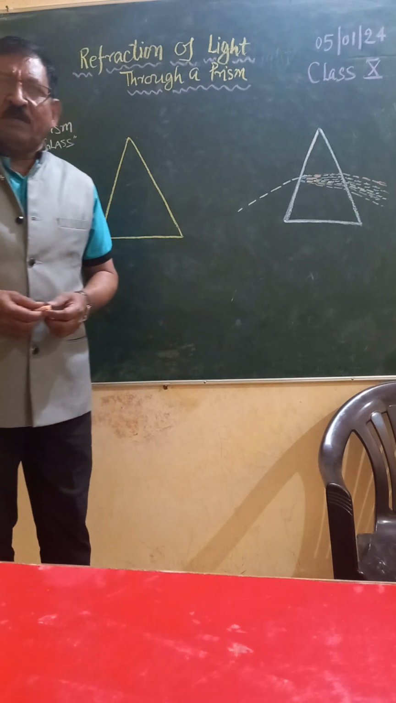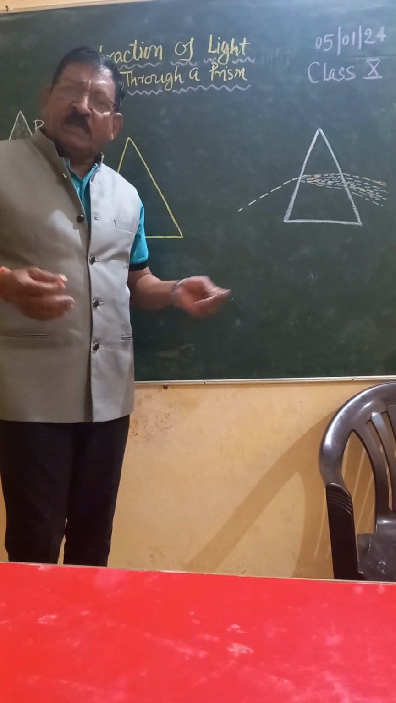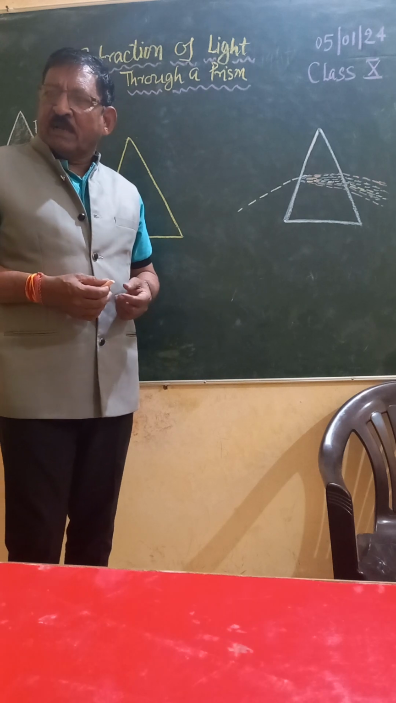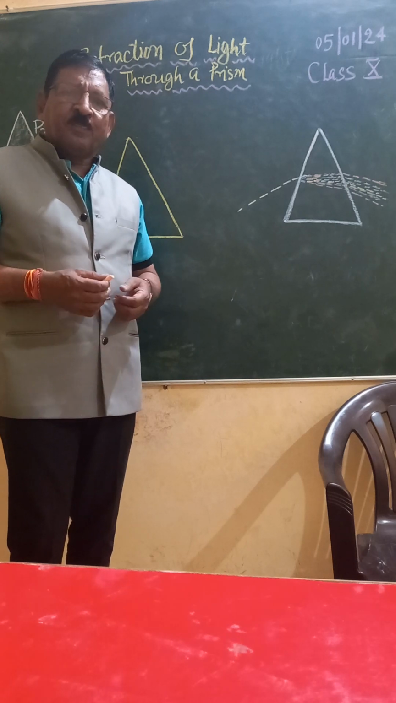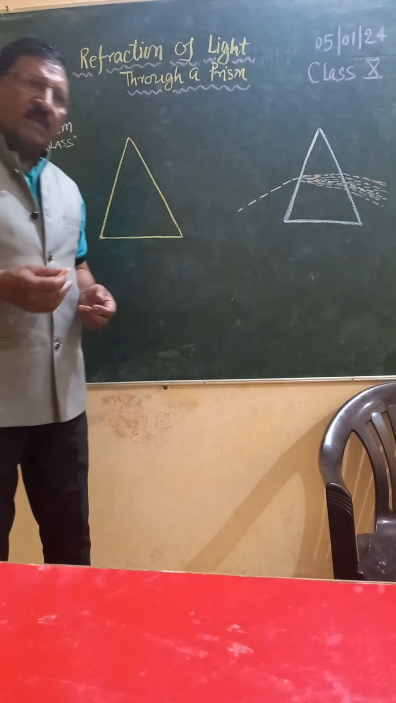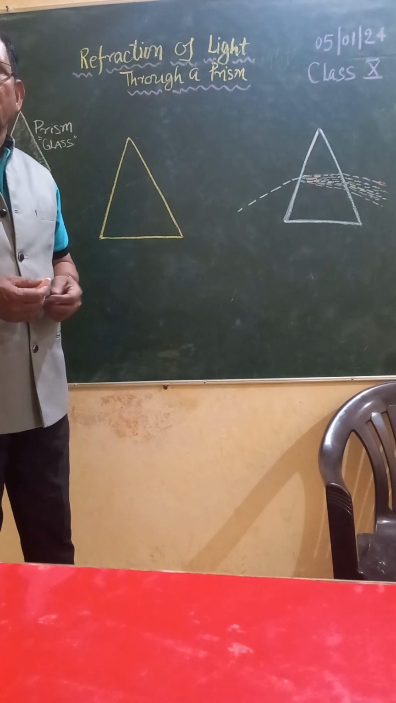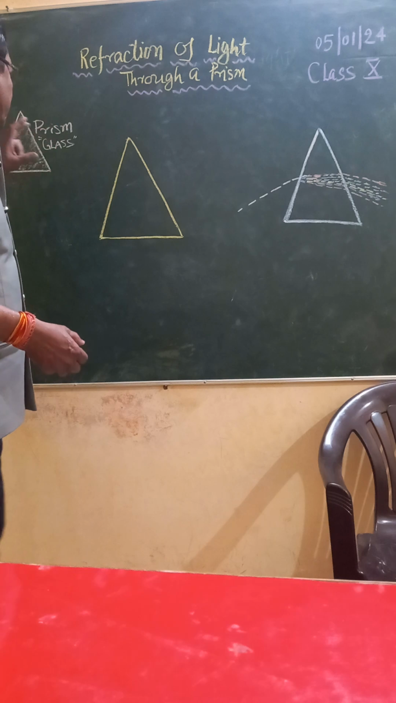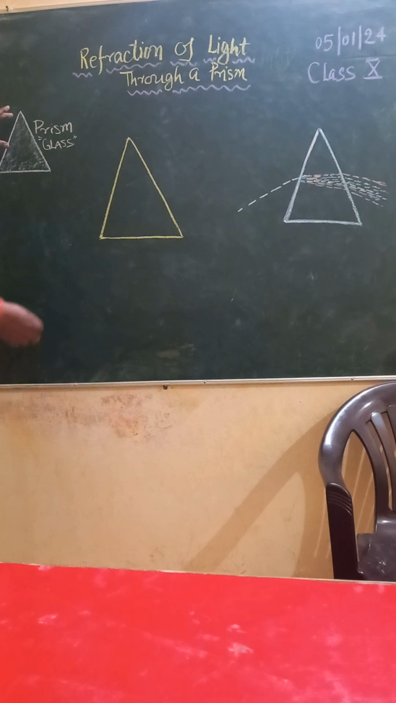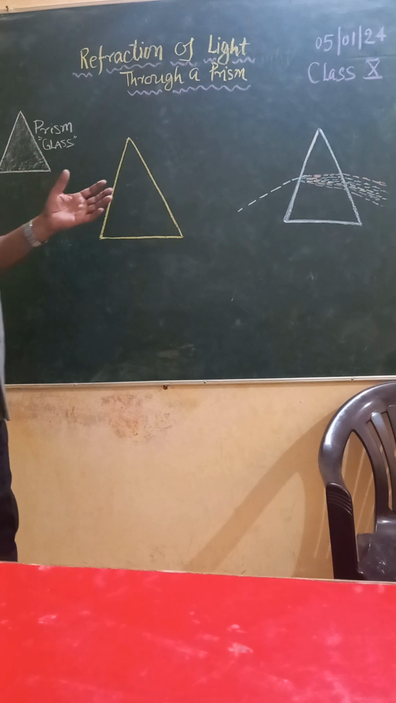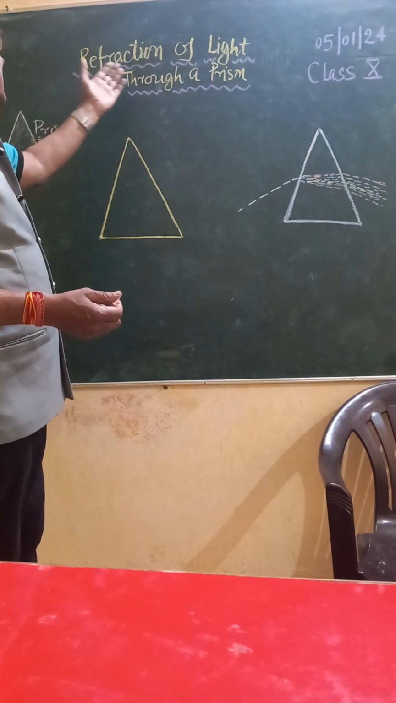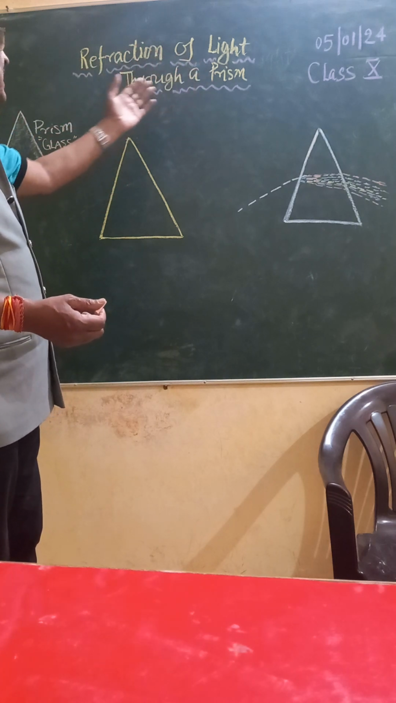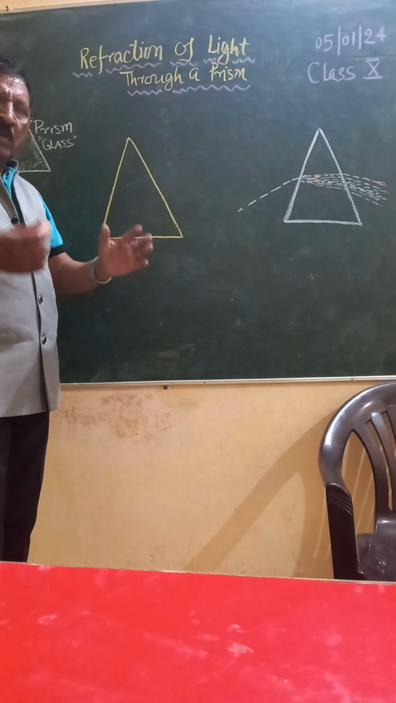Some of you have spoken to me on the phone and said, Sir, I couldn't understand the prism properly. You have already done a practical in school. You have seen the prism. It is made of glass and it is in this form. Already you have seen it. Now, what we are learning today is reflection of light through a prism.